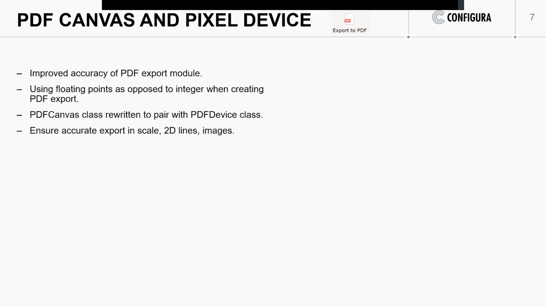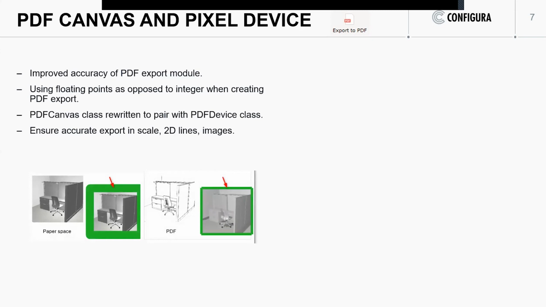This will ensure that the PDF exported is accurate in terms of scale, 2D lines, and image. If you want to know more in-depth technical details, do refer to the CET 14.0 Developer Migration Guide. And over at the bottom, we have an image.